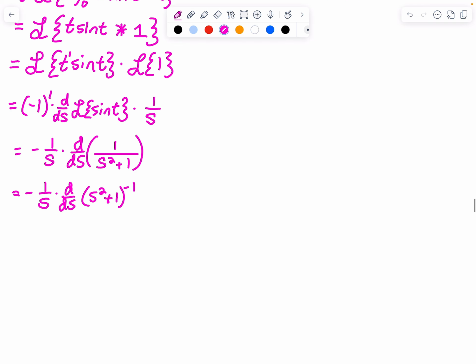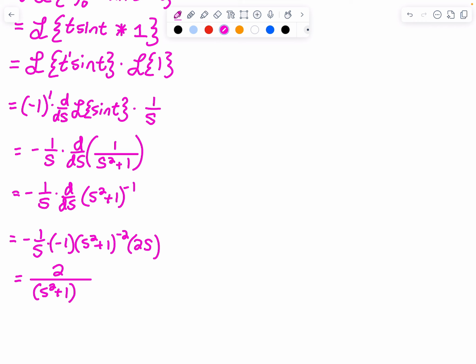I know a lot of you, we need to think about it that way. I'm going to get a -1 over s times a -1. I'll go ahead and write it out. Times s squared plus 1 to the -2 times 2s. All right, couple things. The negatives cancel, the s's cancel. I'm just going to have a 2 on top and an s squared plus 1 squared on the bottom. So there is our answer there.